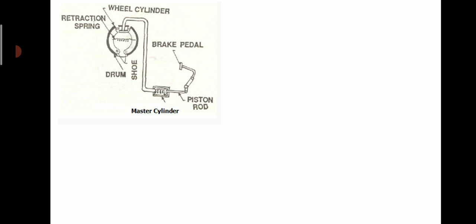This is another sketch of the brake system in which you will see the location of the master cylinder, which is connected to the brake pedal, and the master cylinder is connected to the wheel cylinder with the help of the braking line. So what is a master cylinder? A master cylinder is just a simple piston inside a cylinder.